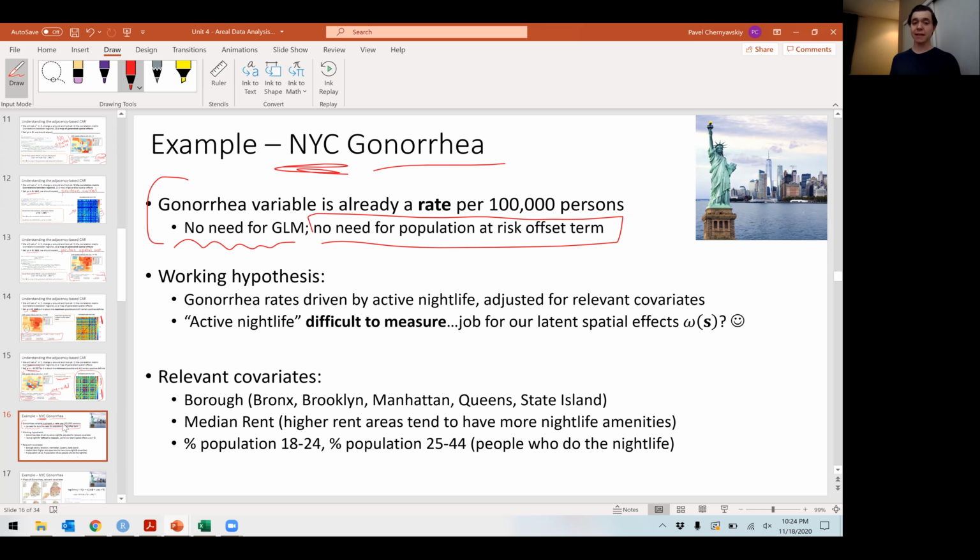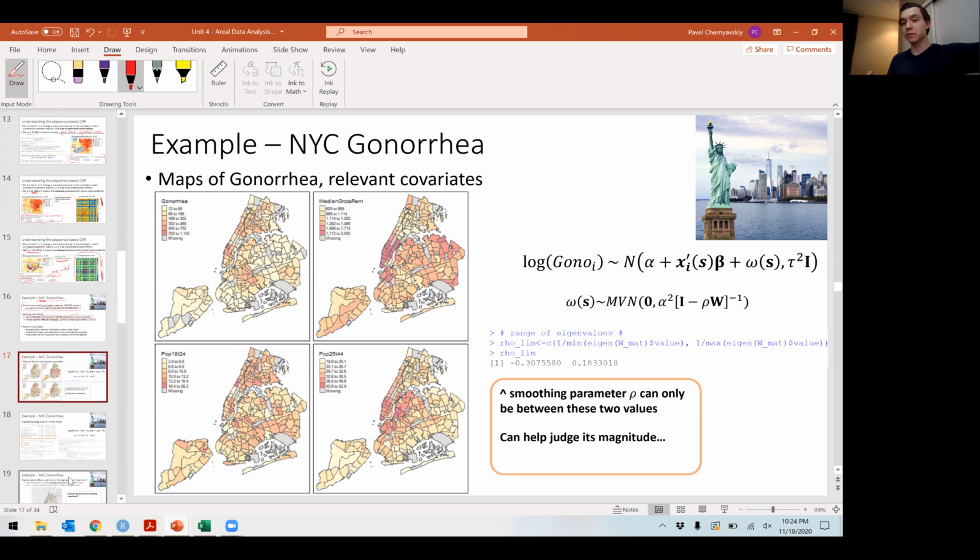I came up with a working hypothesis. I think this is at least a 2-beer hypothesis, guys. Now I'm trying to, of course, illustrate a model, not write a public health paper. But I think this is a reasonable hypothesis that gonorrhea rates are driven by an area having an active nightlife. Now, notice, I'm not making any statements about individuals. I don't have data at the scale of individual. In New York City, I have data only at the scale of neighborhood. Now, these are still far smaller than county, but I cannot make any statements about the individual.